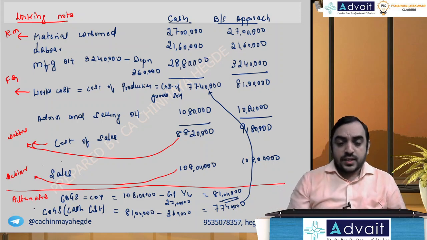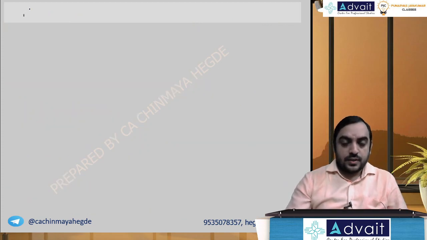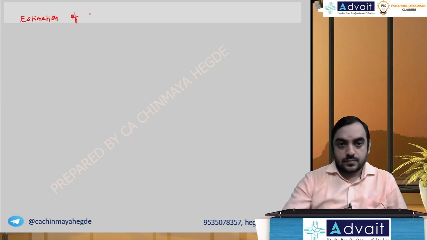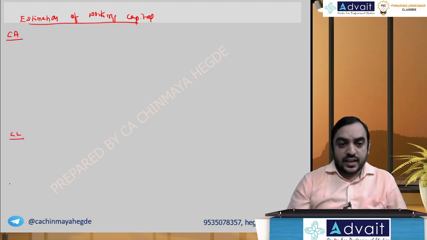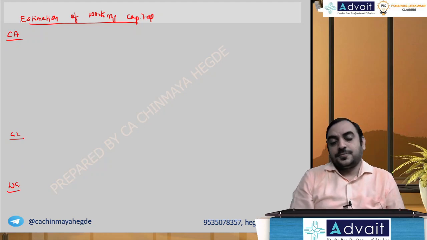Okay, hope this is done. I will come to the next one. I mean, working capital estimation. Estimation of working capital. So we will have current assets. Later I'll come to current liability. And then we can have working capital as the difference.